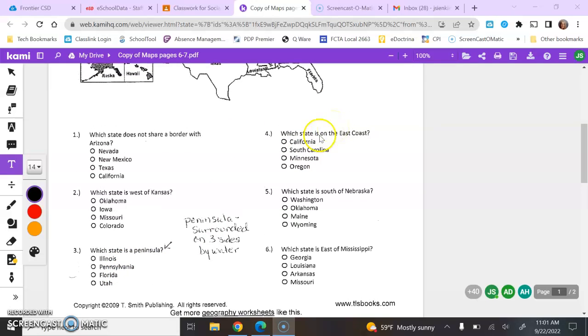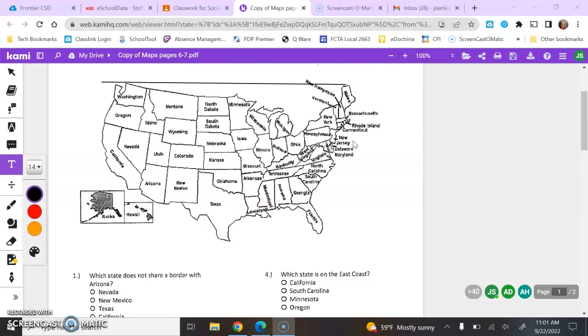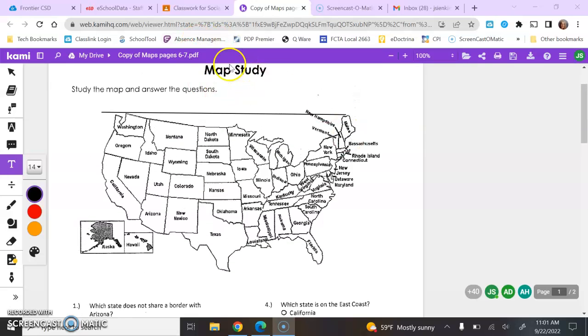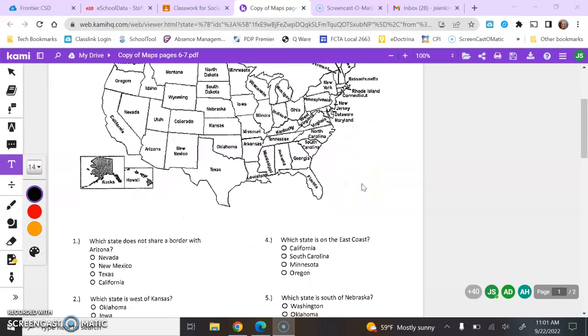Number 4, which state is on the east coast? Again, I will remind you, north is at the top. If you want to write this on your map with Kami, go ahead. South is at the bottom. West is on the left. West and left kind of sound the same. And then the east coast is on the right. So, which state is on the east coast? California, South Carolina, Minnesota, or Oregon?